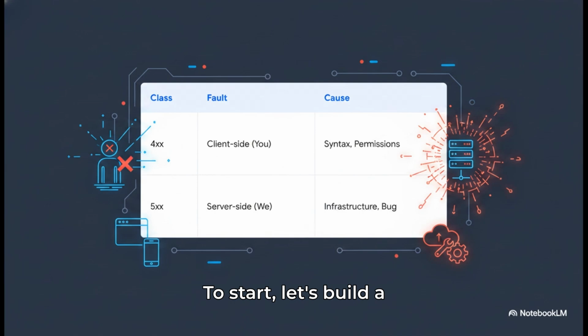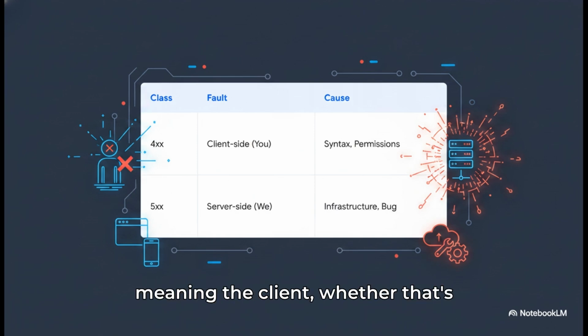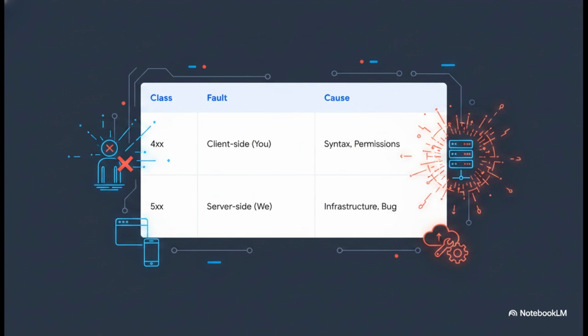To start, let's build a rock-solid mental model. The foundational heuristic you should always rely on is the "you messed up versus we messed up" rule. It's that simple. If the code starts with a 4, it's a 4xx client-side error, meaning the client, whether that's the browser, a mobile app, or an API caller, did something wrong. They sent bad syntax, they don't have permissions, or they're asking for a page that literally doesn't exist.